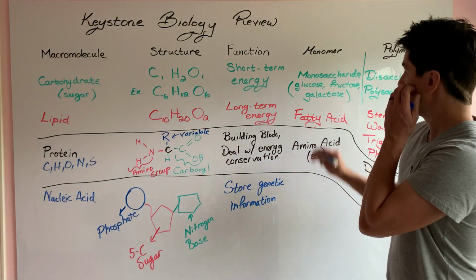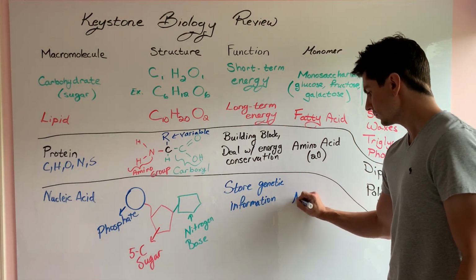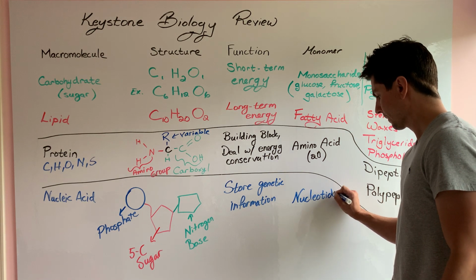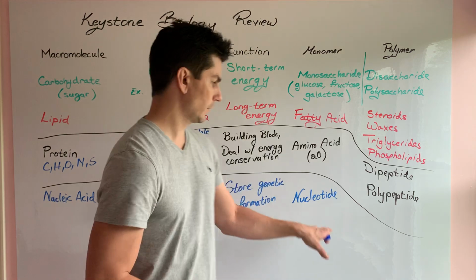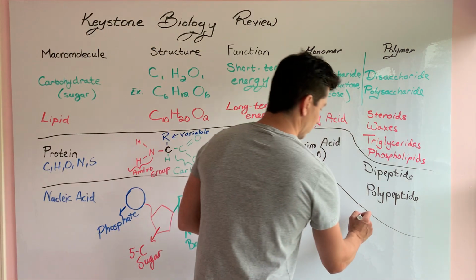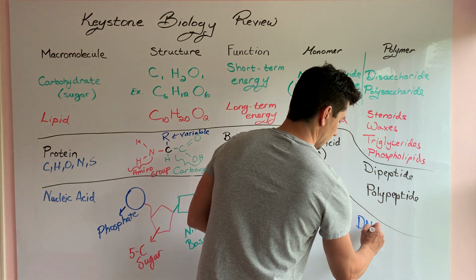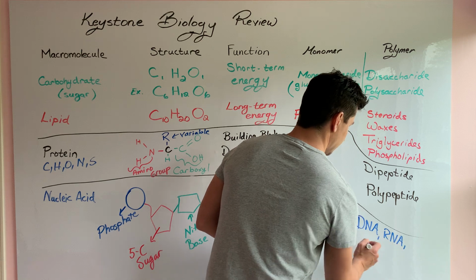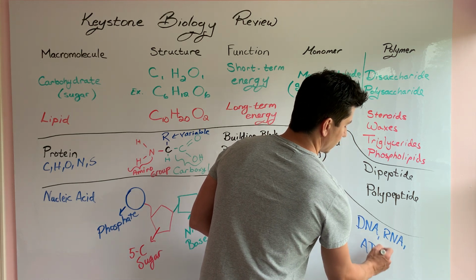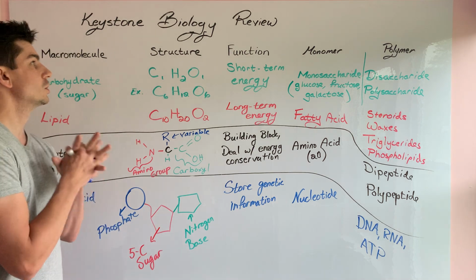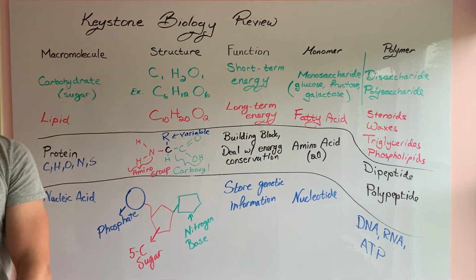Okay. Our monomer is going to be a nucleotide. Okay, so monomer, nucleotide, and then our polymer, we're going to have 3 different ones. It could be DNA, it could be RNA, or lastly, it could be a molecule our bodies use for energy called ATP. Okay, so this is everything on the macromolecules, guys.